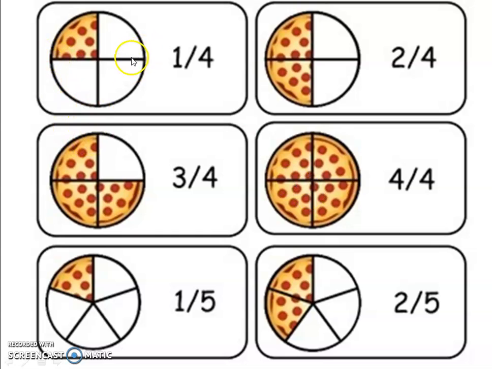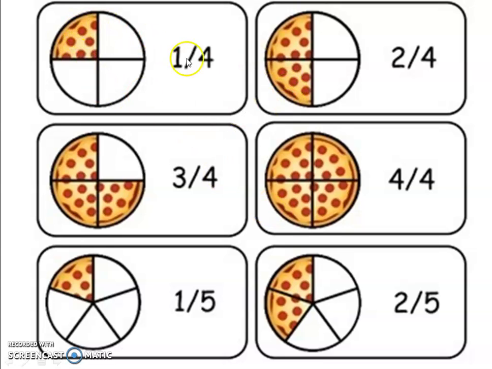If a pizza is given, suppose the whole pizza has 4 pieces. We cover the first part, that is denoted by 1 upon 4. We cover 2 parts, that is 2 upon 4. If it has 3 parts, it is 3 upon 4. And we cover the 4 parts, that is 4 upon 4. If a pizza is cut into 5 parts and we take the first part, that is 1 upon 5. If we take 2 parts, that is 2 upon 5.